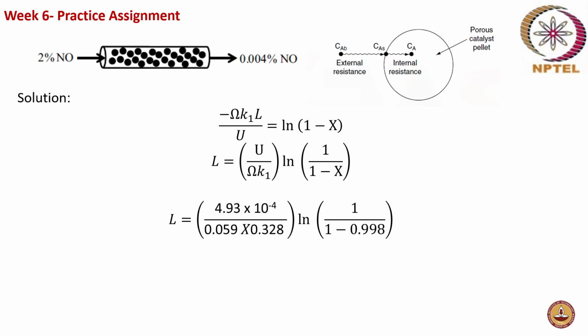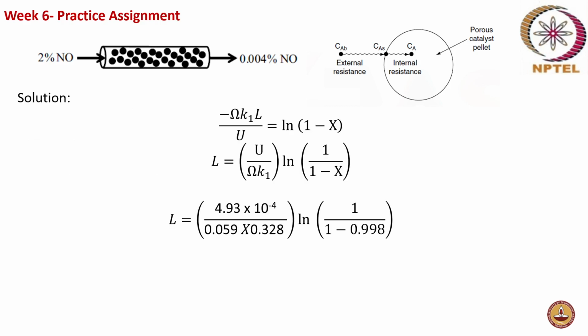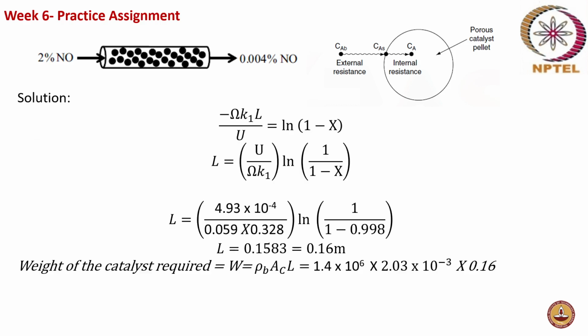But what is the actual question asked? The actual question asked is, what is the weight of the solid porous catalyst required to have a conversion of 99.8% or to have a final concentration of nitric oxide as 0.004%. So what should we find? The weight of the catalyst. Alright, so the weight of the catalyst required, W, is equal to your bulk density of the catalyst bed into area of cross section of the reactor AC multiplied by length, because density multiplied by volume gives your weight of the catalyst required.